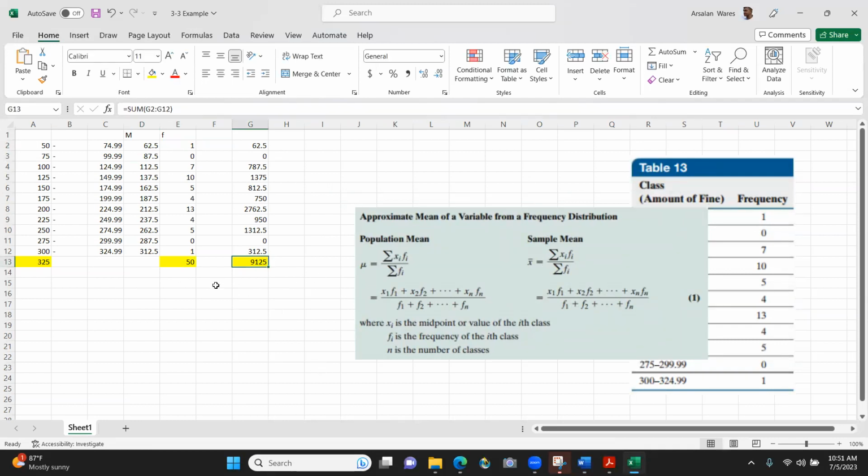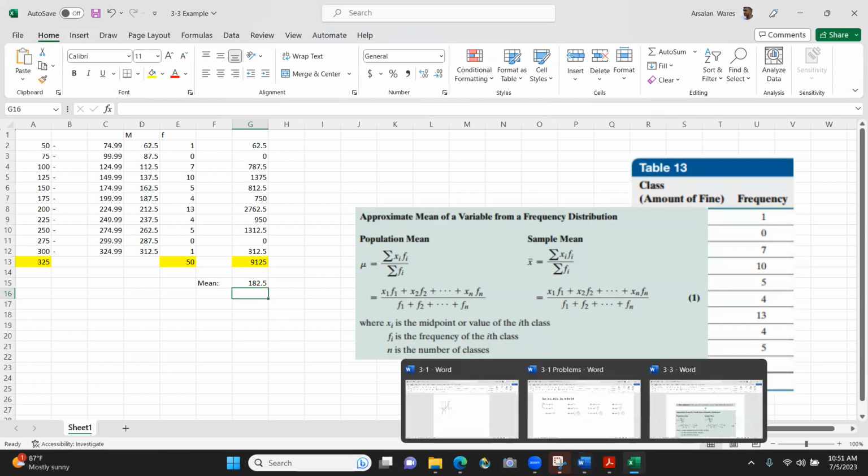So I'm going to say the mean, they're the same for population and sample. I'm just going to write mean, and I will check my answer. It is going to be this number divided by 50. I get this.